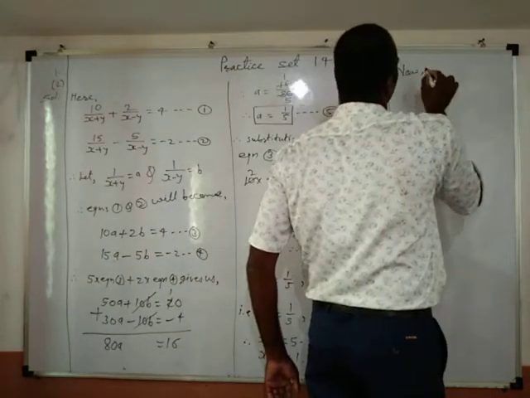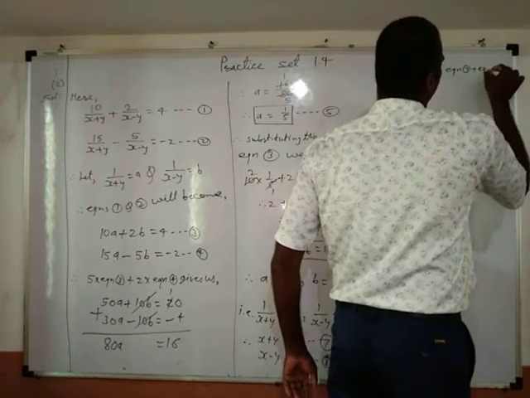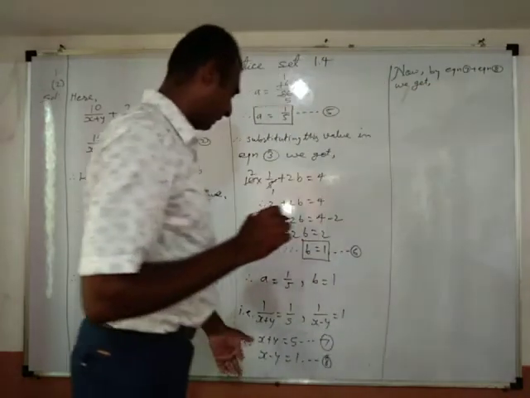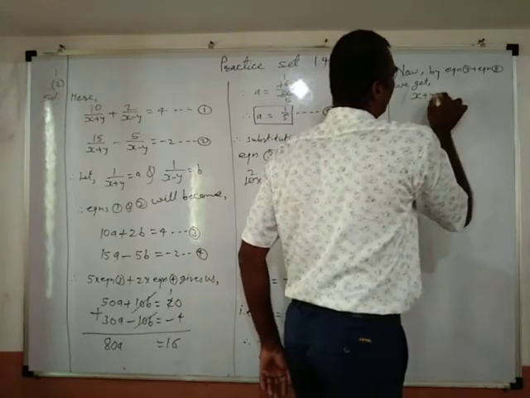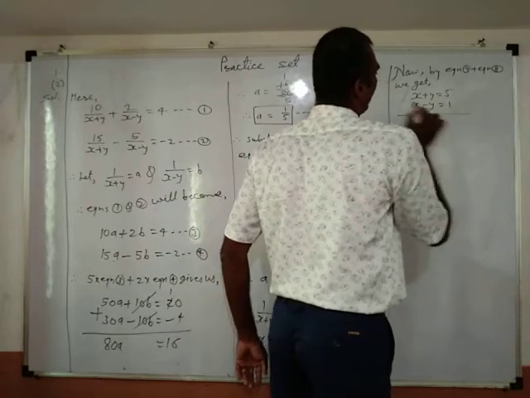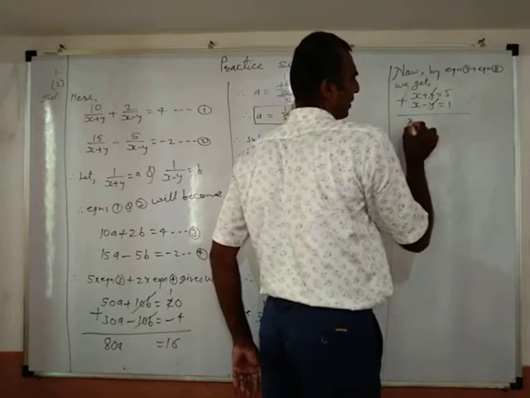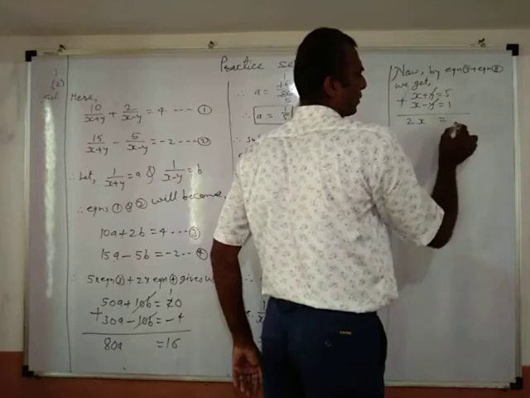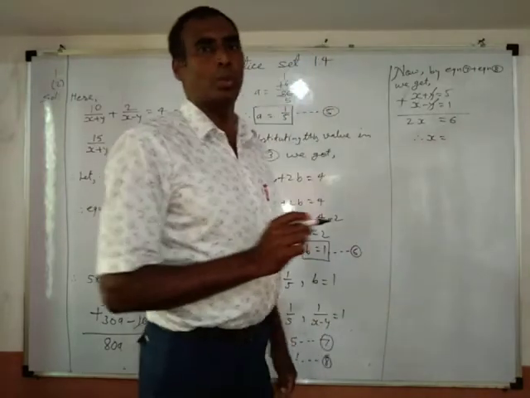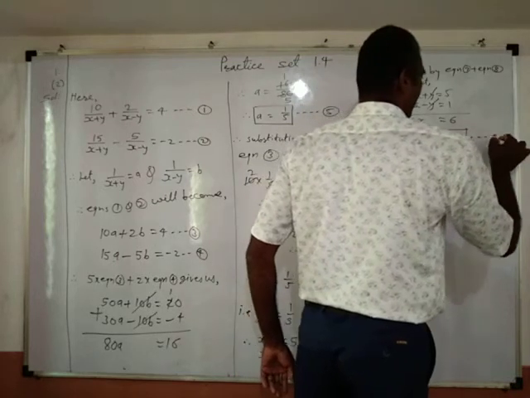Now, by equation 7 plus equation 8 we get, let's see what we get. x plus y equals 5 and x minus y equals 1. We are going to add these two equations. y and minus y will cancel each other. x plus x gives us 2x equals 5 plus 1 gives us 6. And therefore x equals 6 upon 2. 2 threes are 6. The value of x will be 3. Let's call it equation 9.